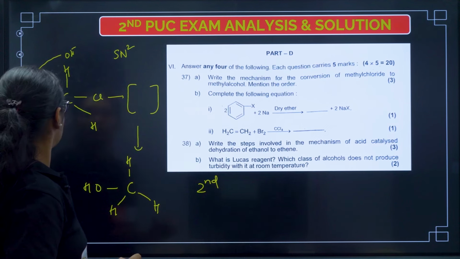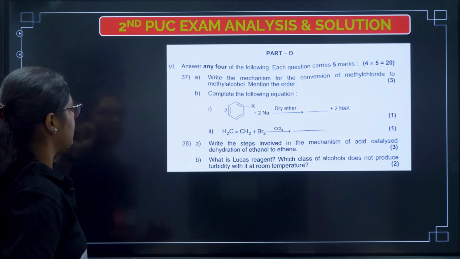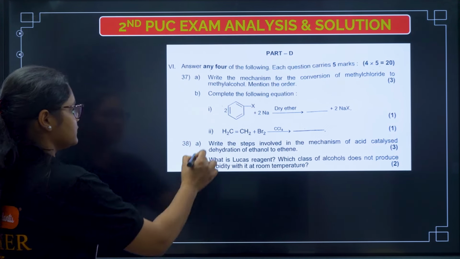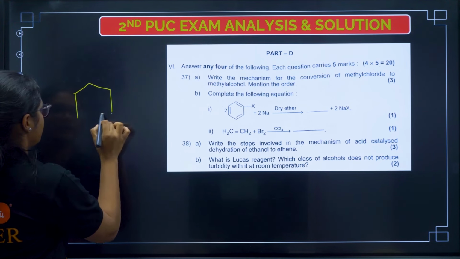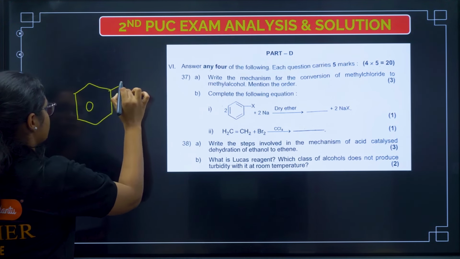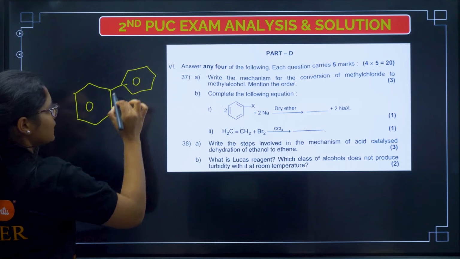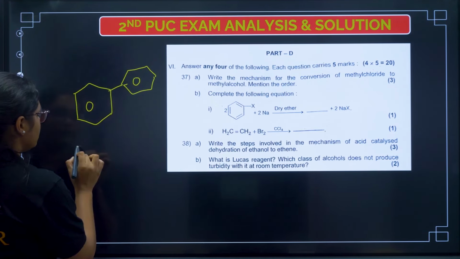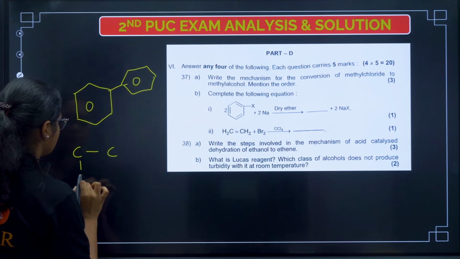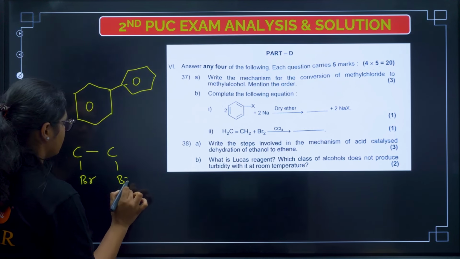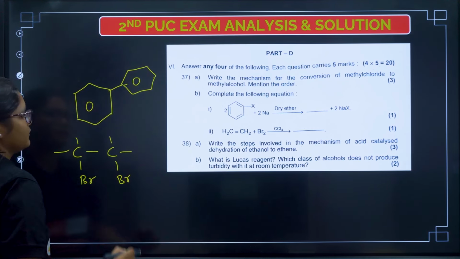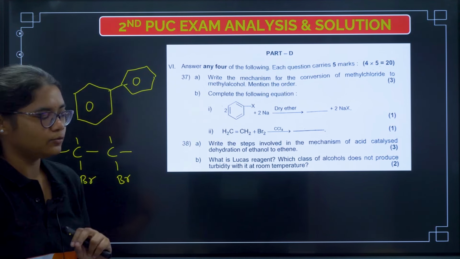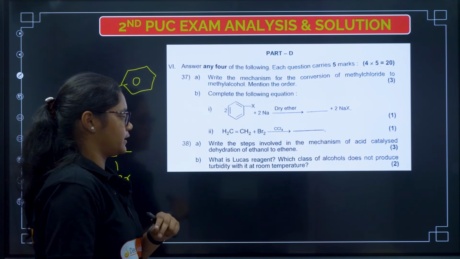Now part B is, you have to write the products of the reaction, dry ether. So this is your Wurtz reaction, what will we get? We will get this product, right? This is the first product for 1. Then here addition of bromine to the alkene, we will get dibromo products, right? Okay, so this 2 will give you another 2 marks. Very simple question. Okay, next.